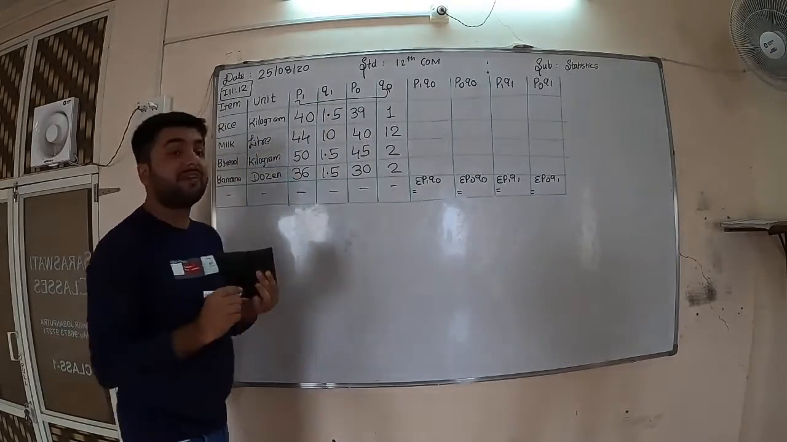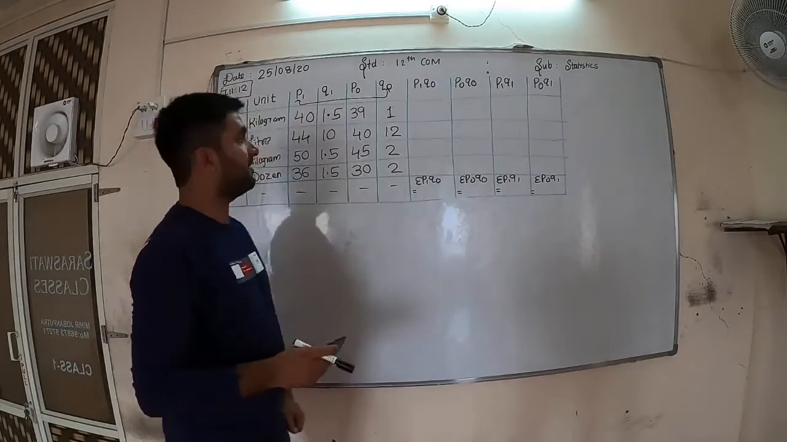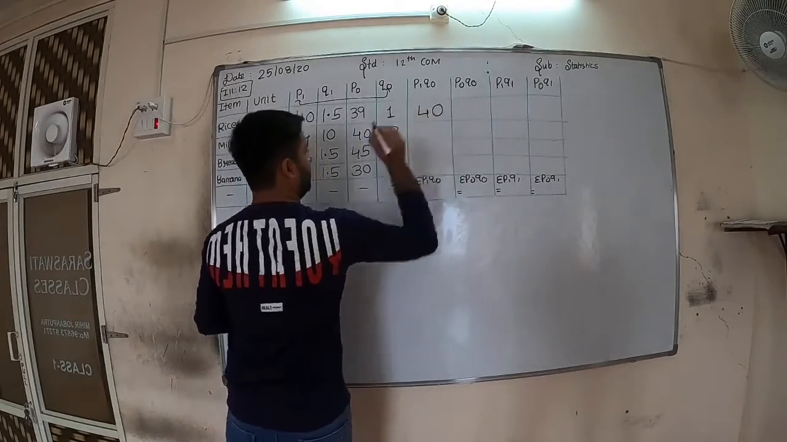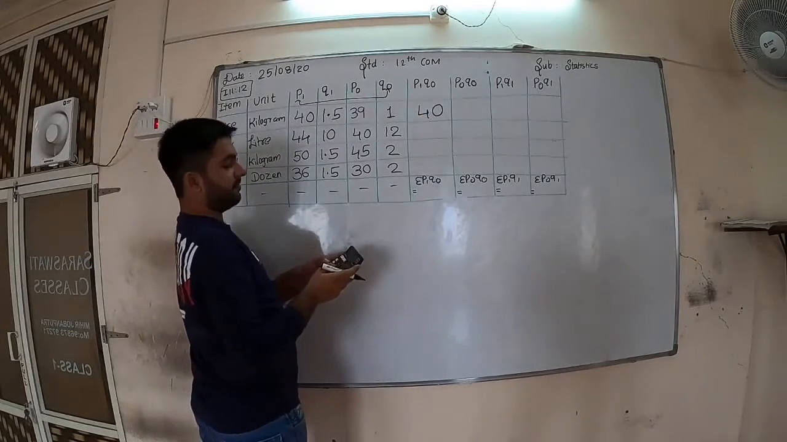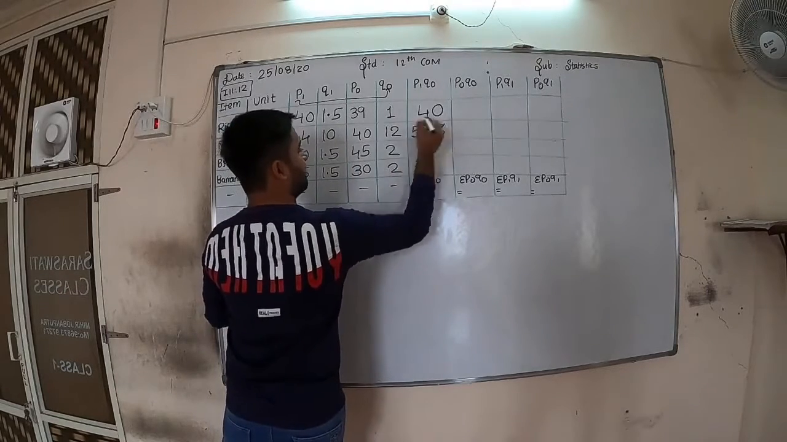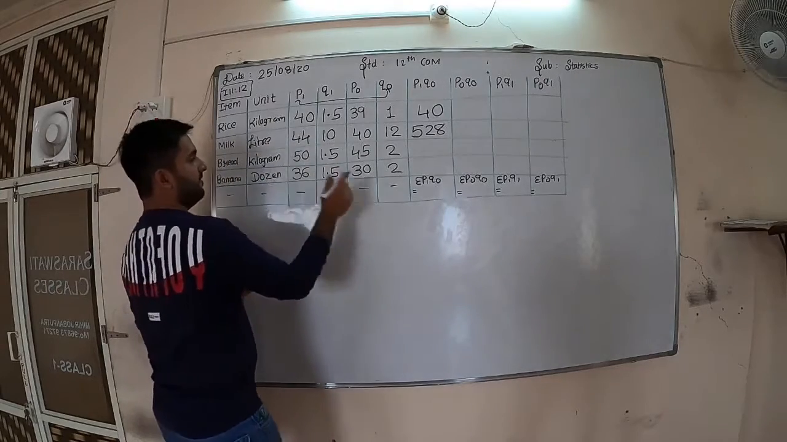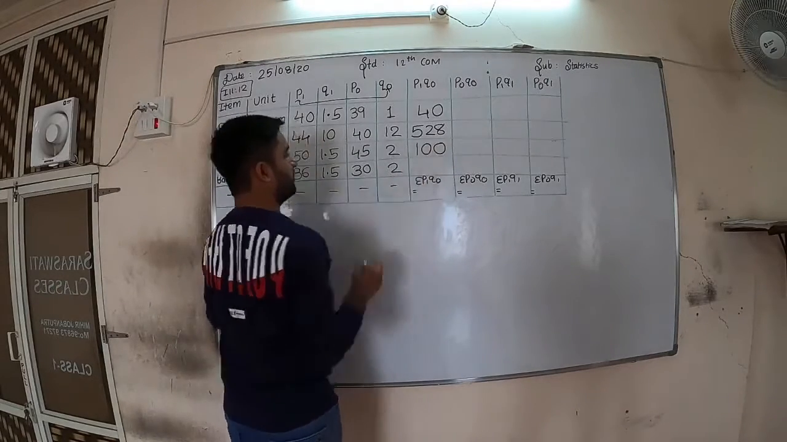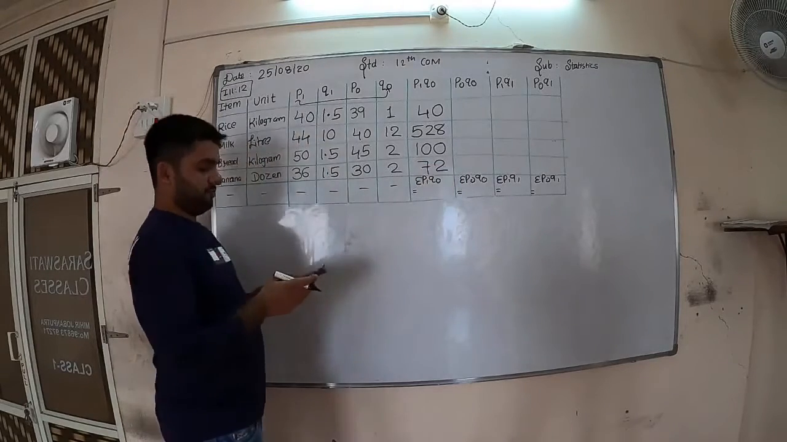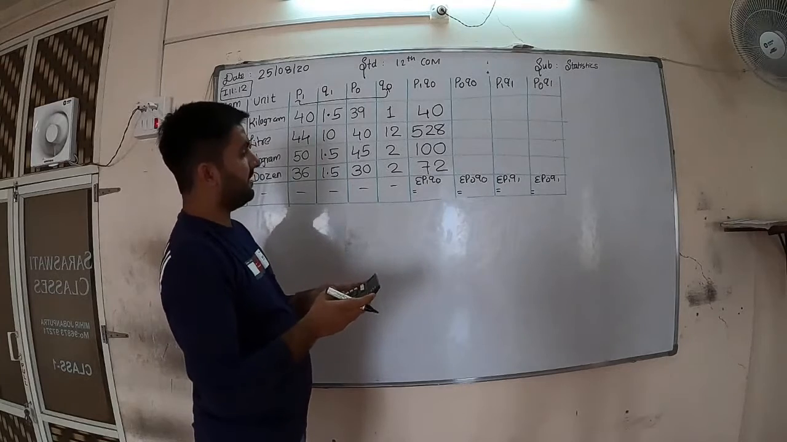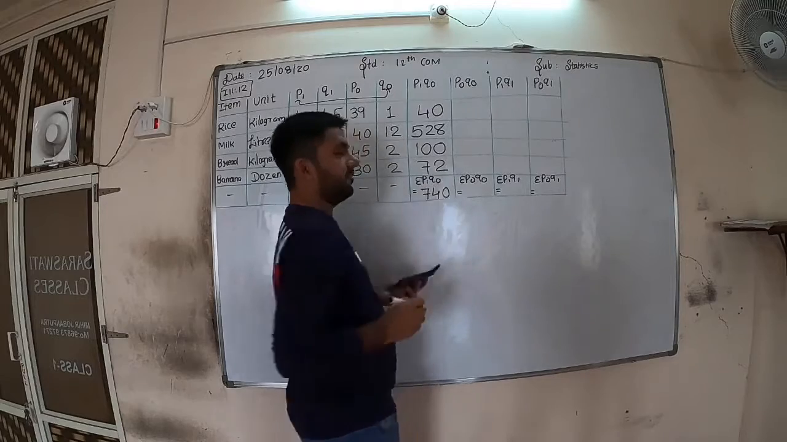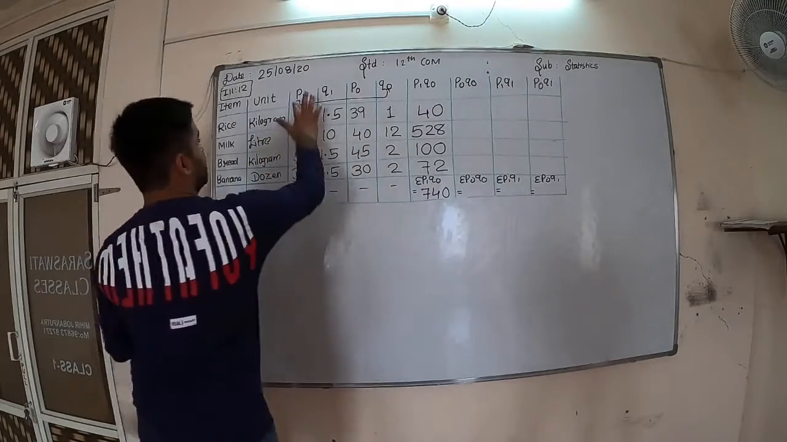Okay. Now what I said, we have to multiply P1 and Q0. First everyone should find P1 multiply Q0. Okay, 40 multiply 1, 40. Now in the calculator, 44 multiply 12, how much? 528. Then 50 multiply 2, 100. 36 multiply 2, 72. 40, 528, 100, 72. It is 740. Okay. Next.